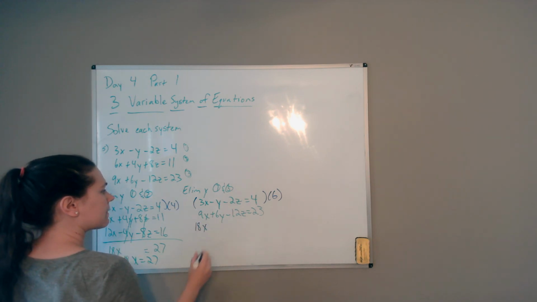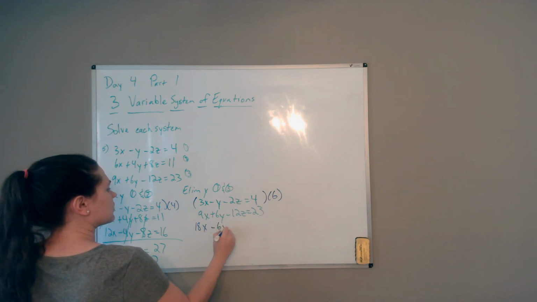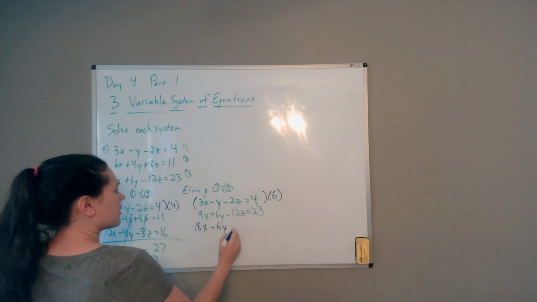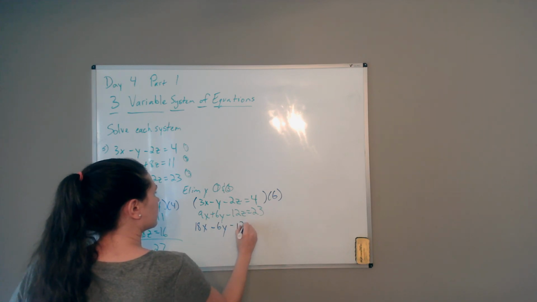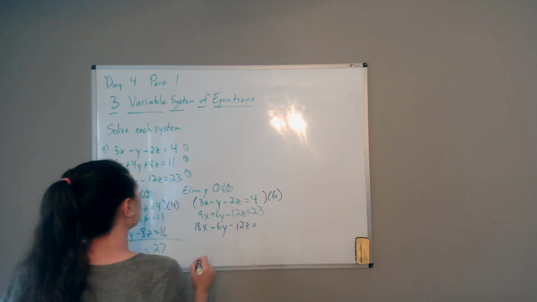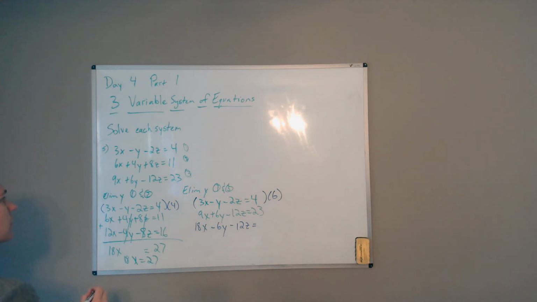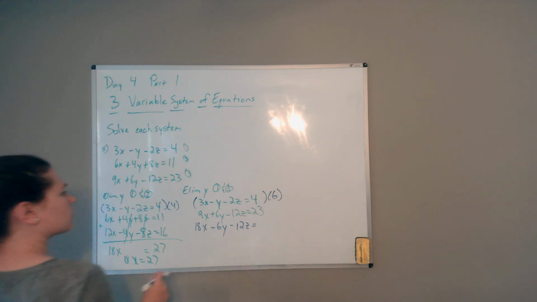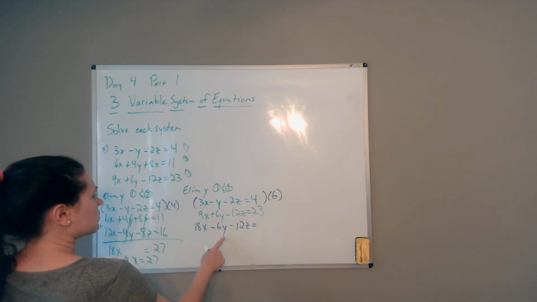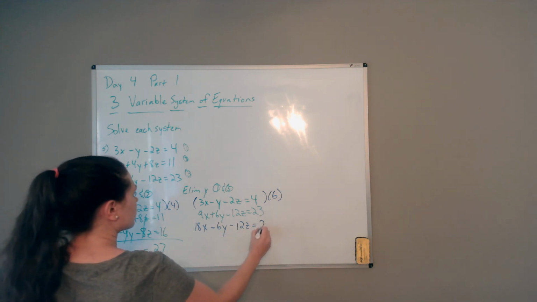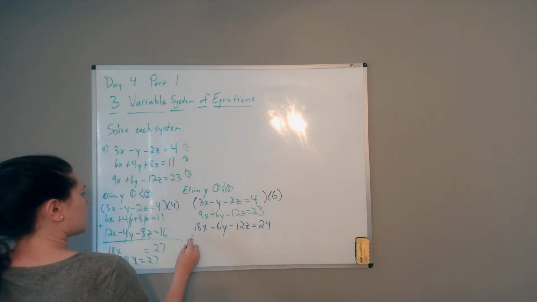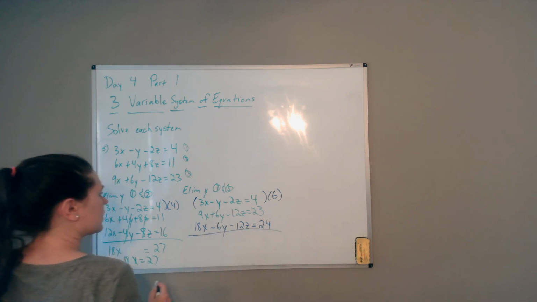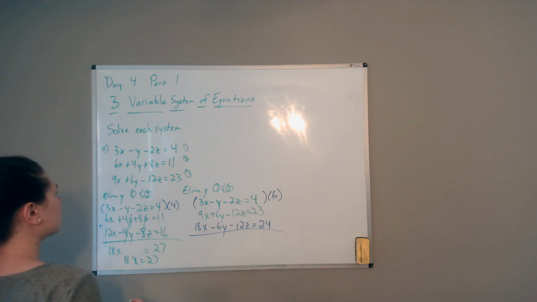18x minus 6y minus 12z. Did I write that down right? 3x minus that, right? 18x minus 6y minus 12z equals 24. And we add this together.